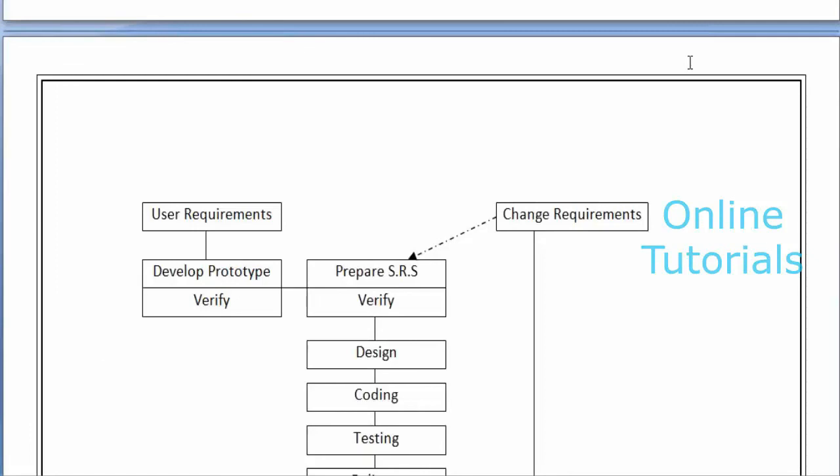This model is suitable only when the requirements are unclear from the customer side. These are the introduction and information about the prototype model.